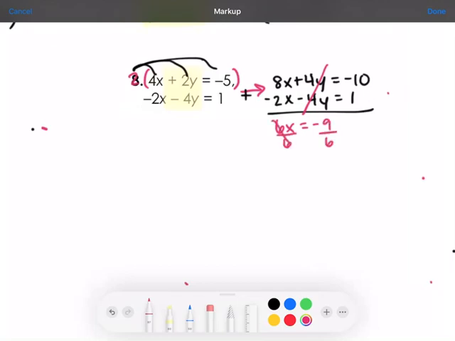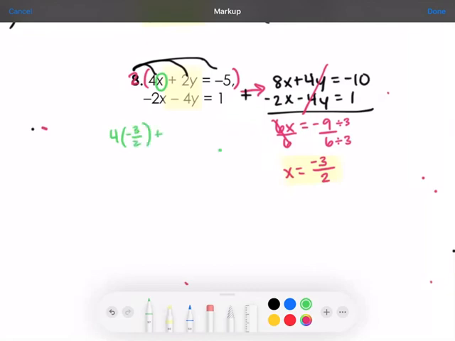So I'm going to divide both sides by 6. So x equals, well, 9 and 6 are both divisible by 3. So if I divide both the top and bottom by 3, negative 9 divided by 3 is negative 3. And 6 divided by 3 is 2. So I get negative 3 halves. So I'm going to plug in negative 3 halves for x. Go ahead and put it in here.